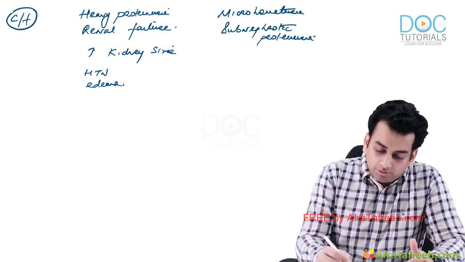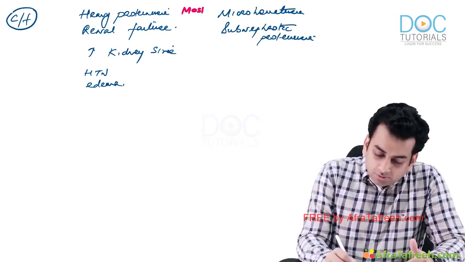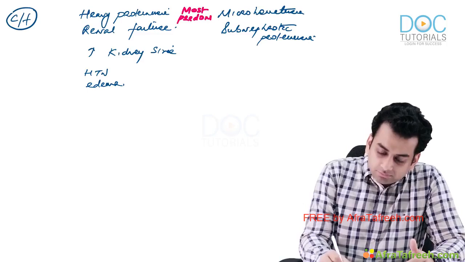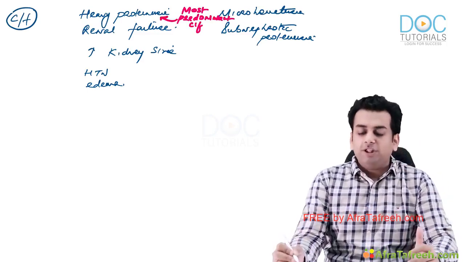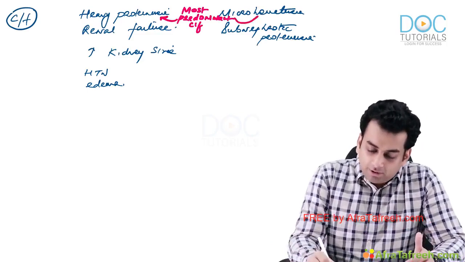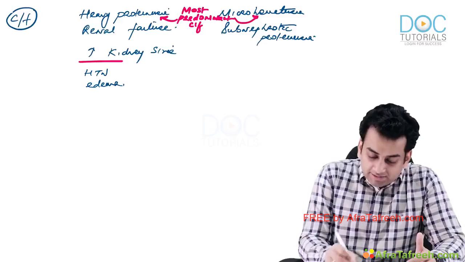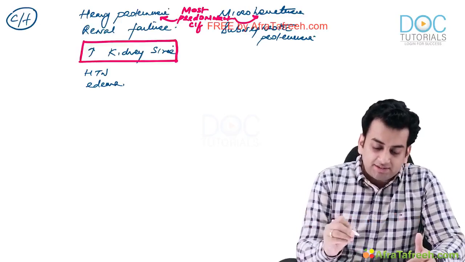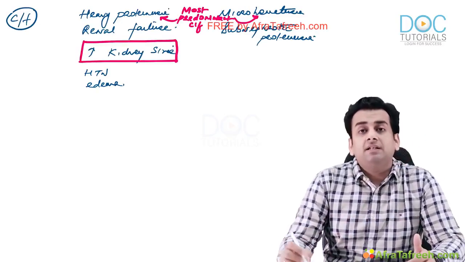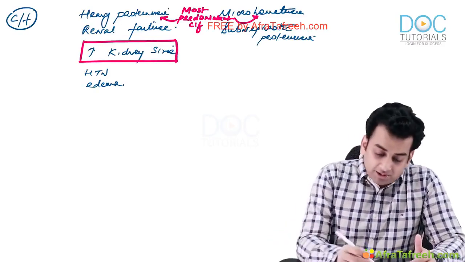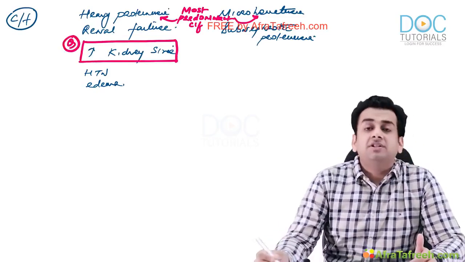So, the most predominant clinical feature is heavy proteinuria for HIVAN and microhematuria for HIVIC. And of course, there is increased kidney size despite renal failure in HIVAN, which is a very, very important MCQ.